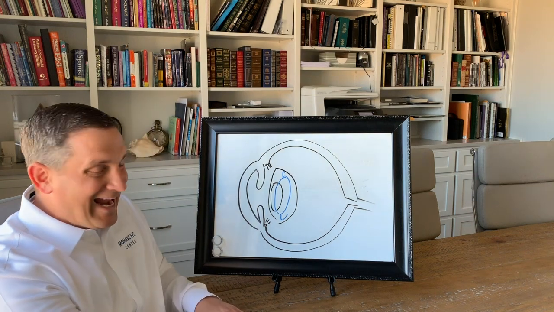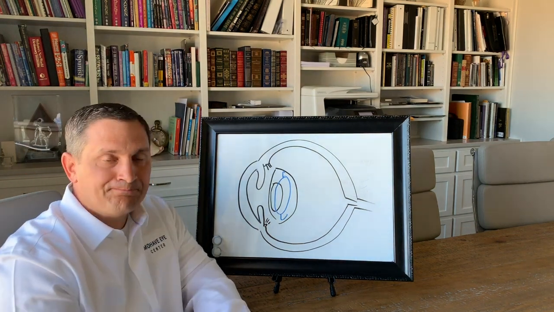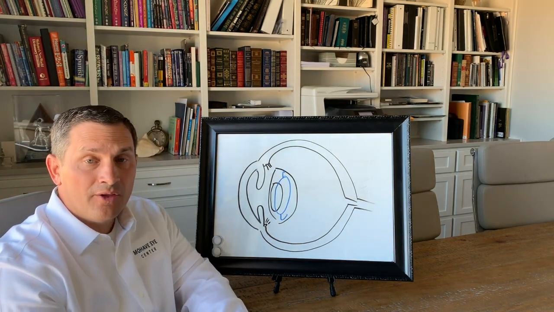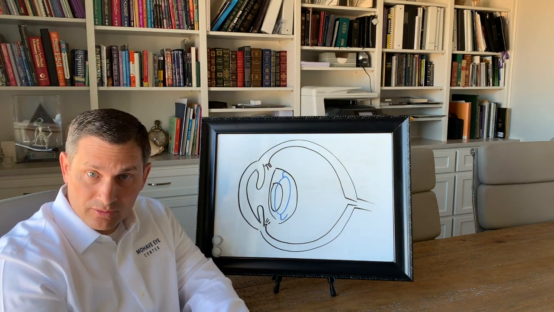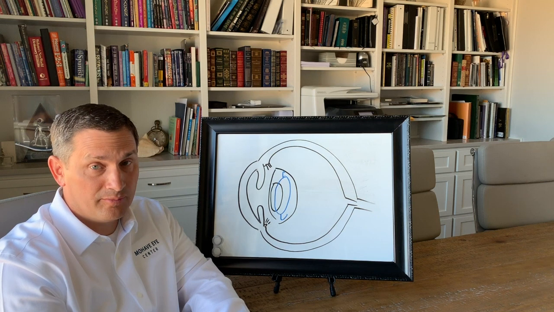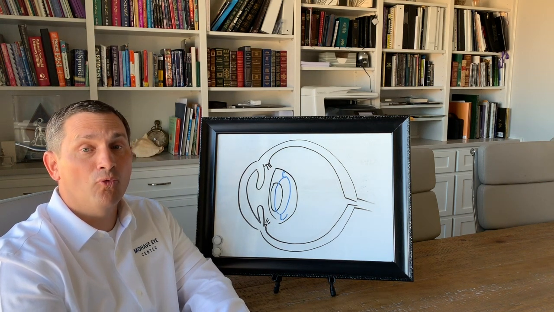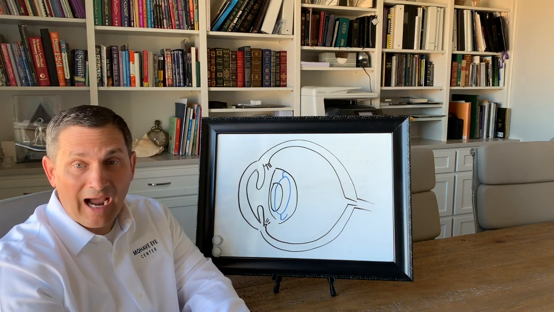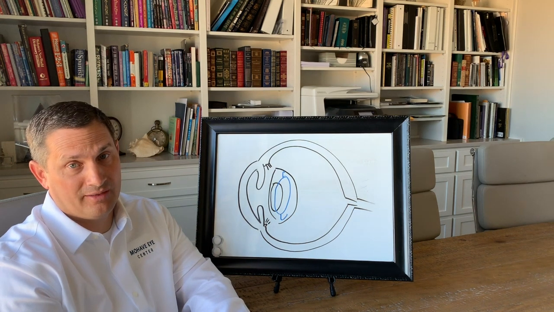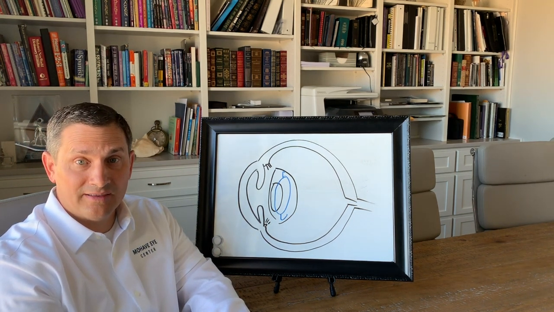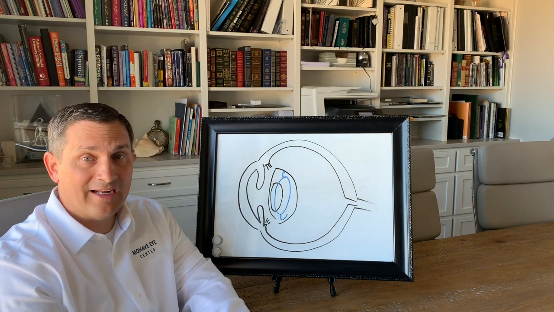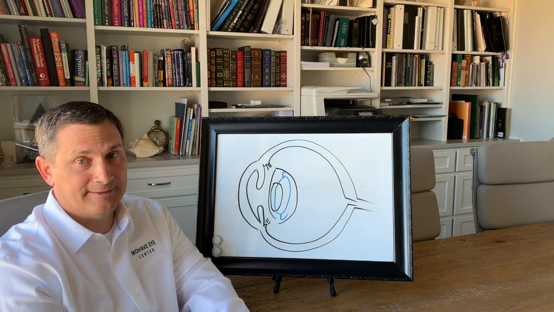Let's talk about the risk. 97% of the time, everything goes well. 3% of the time, you can have complications, which can include bleeding, infection, pain, retinal detachment, retinal tear, high pressure in the eye, low pressure in the eye, stroke to the optic nerve, damage to the eyelids, or the need for further surgery, including exchanging of the lens.